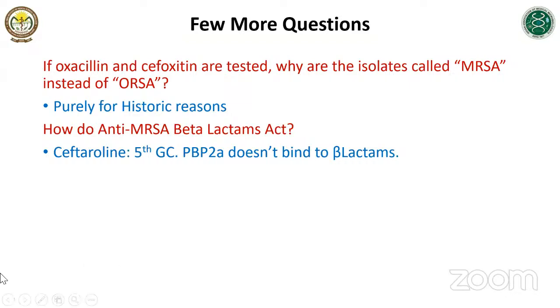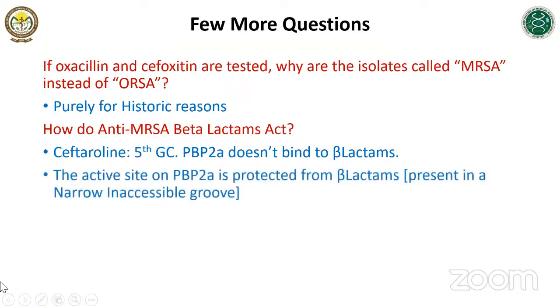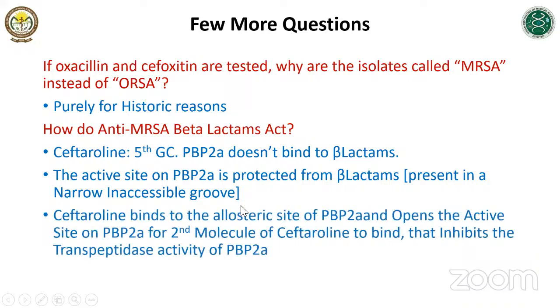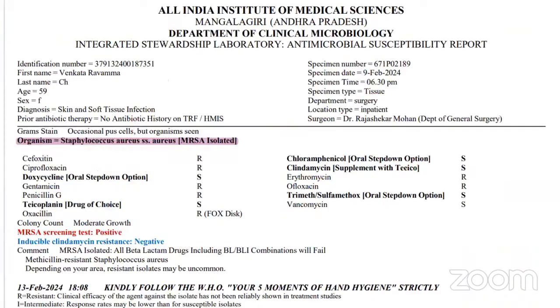Normally the beta-lactams don't bind to the penicillin binding protein PBP2A. The PBP2A is protected from the beta-lactam drugs, as its active site is present in an inaccessible groove. What ceftaroline does is it binds to the allosteric site and changes the structure of PBP2A and opens the active site for a second molecule of ceftaroline to bind. So basically, it creates an allosteric change in the altered penicillin binding protein, and further on top of that, it adds itself to the groove and inhibits the transpeptidase activity of the PBP2A.